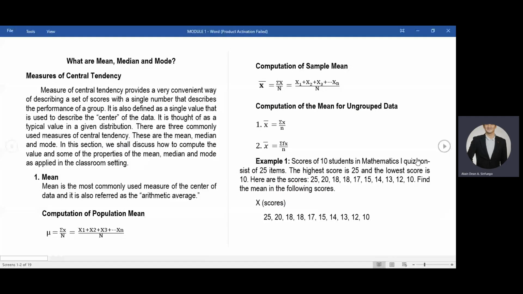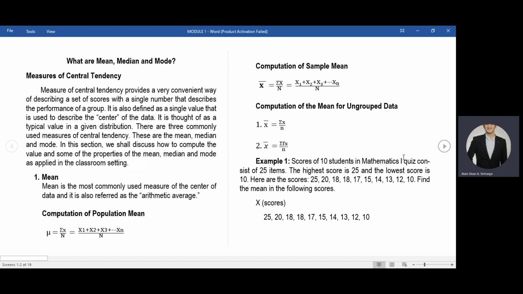Today, I will be discussing the remaining topics for Module 1. Allow me to share my screen. Our topic is all about the measures of central tendency.